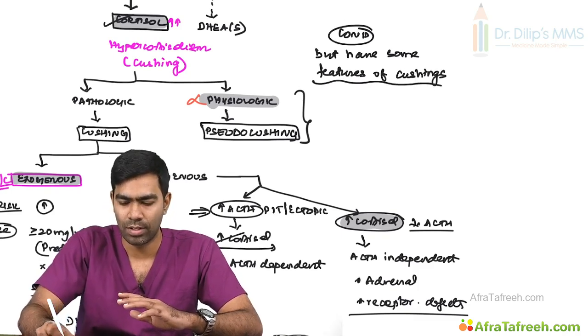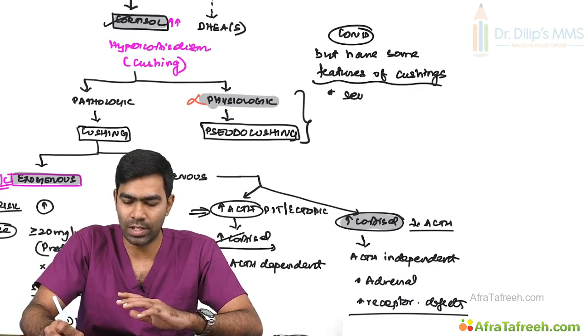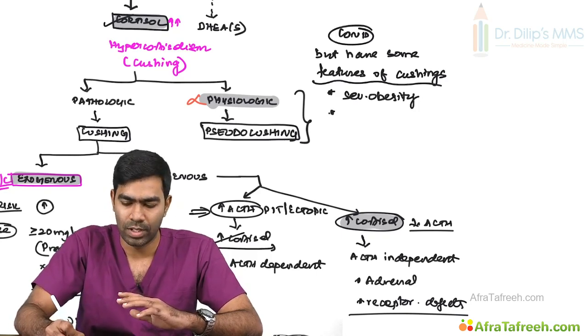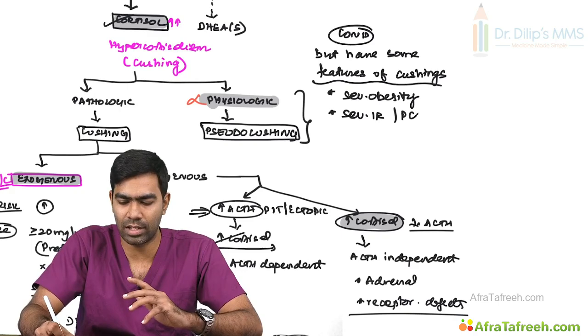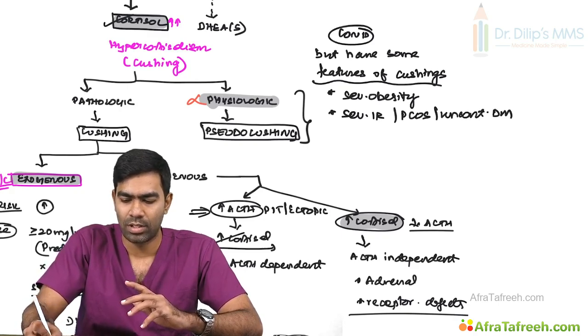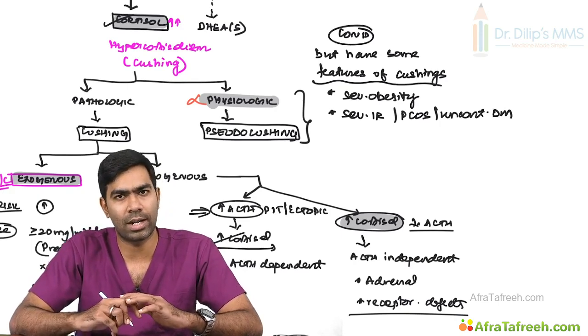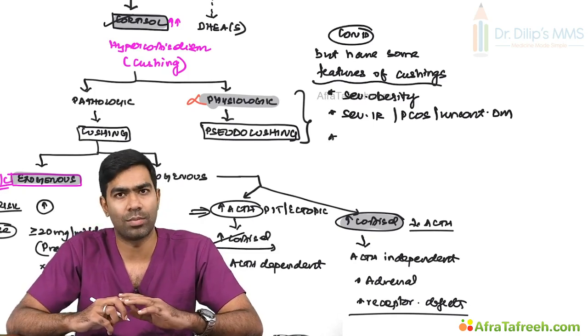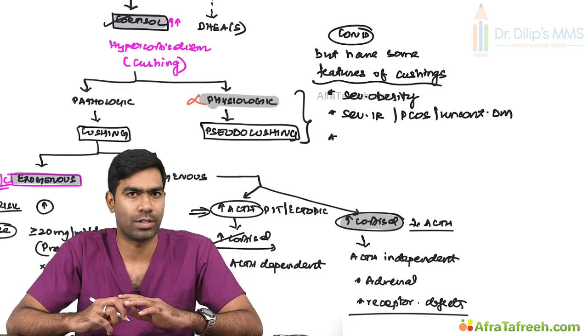What are those? First one is severe obesity itself, which can have high cortisol, because obesity is a confounding factor for the diagnosis of Cushing syndrome. Second one is severe insulin resistance, especially conditions like uncontrolled diabetes mellitus and PCOS. These conditions also can have high cortisol and can mimic a Cushingoid state, but they are physiologic hypercortisolism only. These are not pathologic Cushing's.